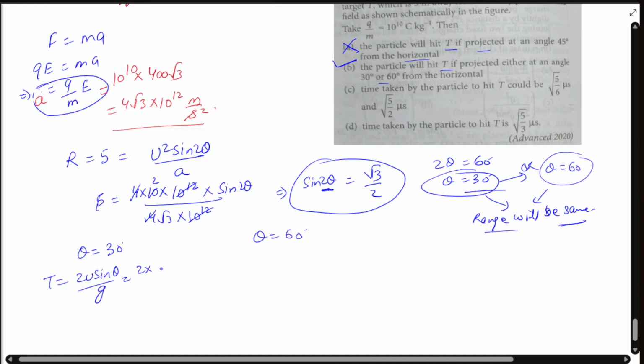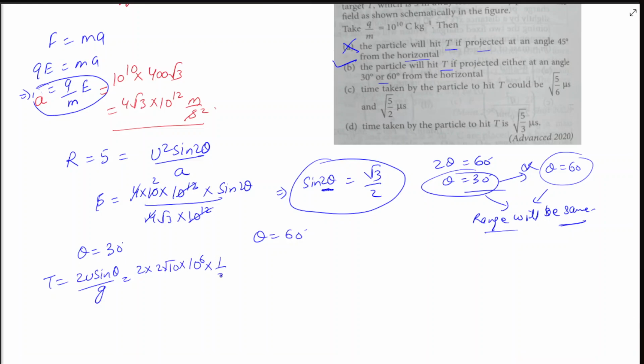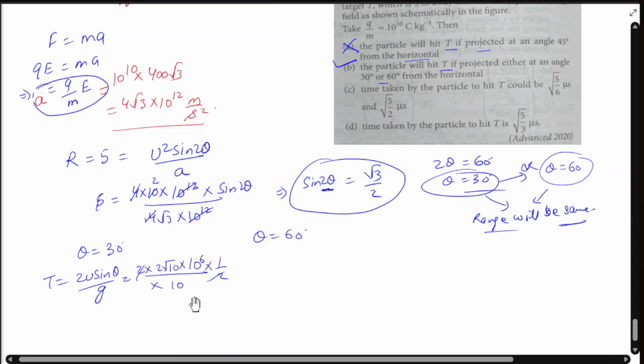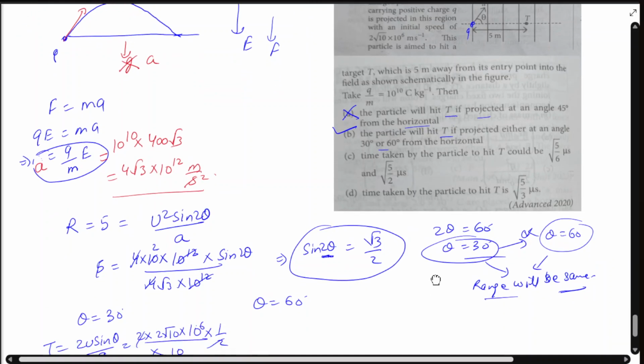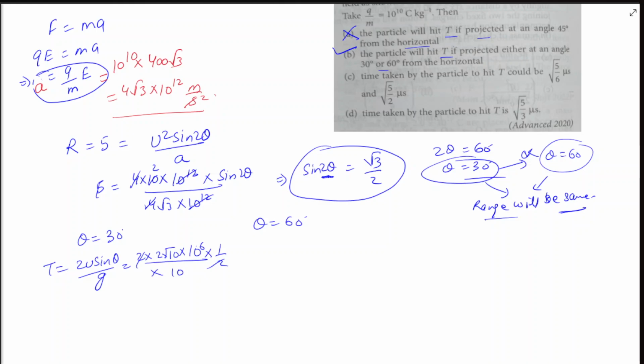So 2u will be, u was what? 2 root 10 into 10 raised to power 6, right? Sine 30 will be 1 by 2 and G will be 10. Okay, so 1, 2 will get cancelled out, and this is 10 raised to power 6. Was it minus 6 or plus 6? Yes, it is plus 6. Okay, oh yes, look, these are the mistakes, not G, it's A. Sorry, it's A.